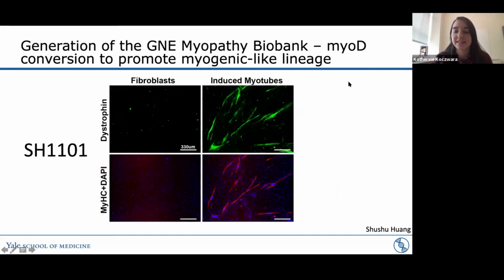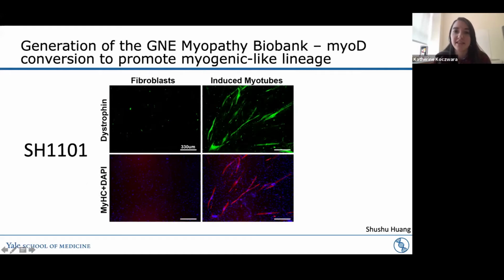And so looking at some images of the cells, one of the cell lines from the biobank, we can look at the fibroblasts compared to the myotubes of this cell line. And we can look at two factors that are very unique to muscle cells. So one is dystrophin, which shows up as green in these images, and the other is myosin heavy chain, which shows up in red in these images.